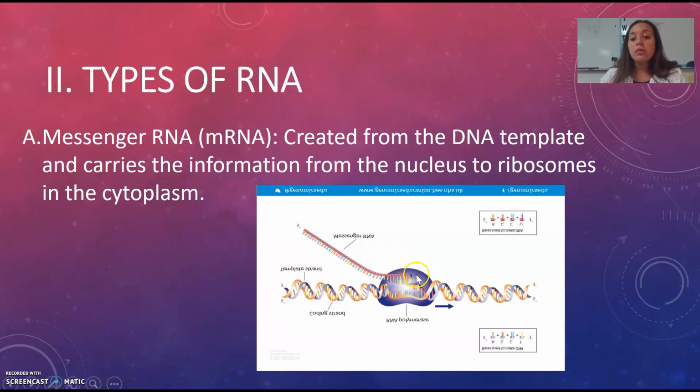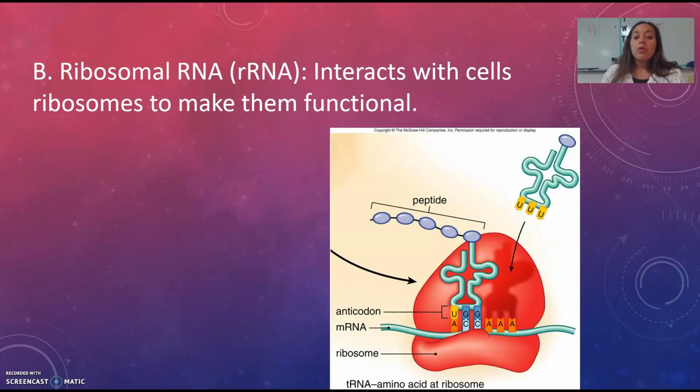So the first one is the one that you guys made yesterday in your foldable. The mRNA, this is going to happen inside the nucleus. RNA polymerase will attach to the DNA and make your mRNA. So the messenger RNA is what directly comes from your DNA. The ribosomal RNA or rRNA interacts with the cell's ribosomes to make them functional, so they're all embedded within the ribosome, and they're just there as little helpers.